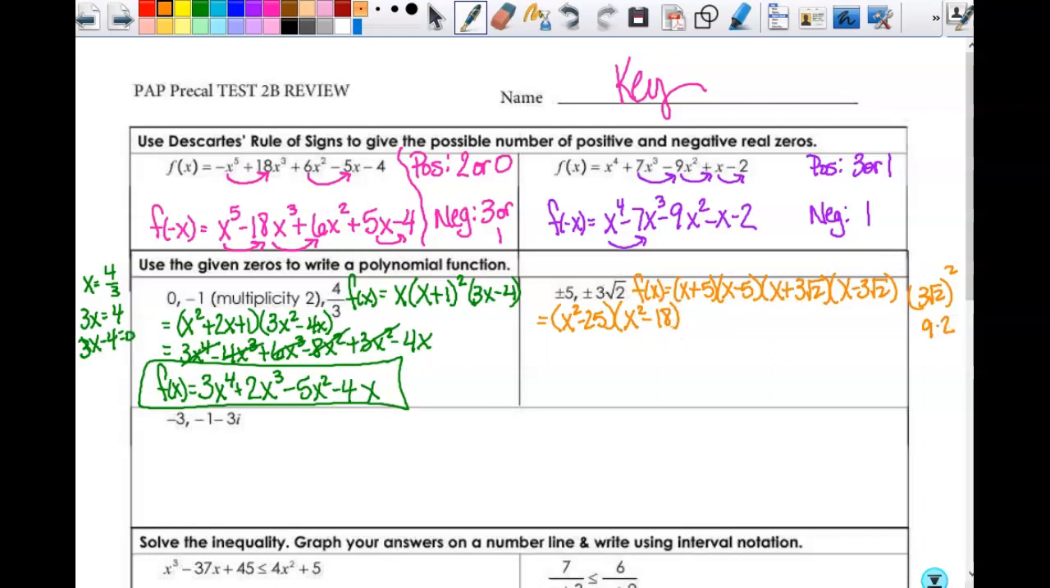Okay, so it looks like that. Then I'm going to FOIL. So this gives me x to the 4th, then minus 18x squared minus 25x squared. And then I have to multiply 18 times 25.